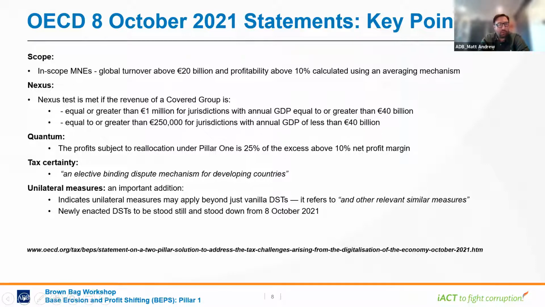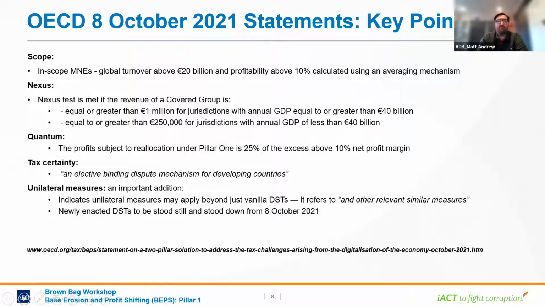Firstly, scope of Amount A. As per the October statement, scope is quantitative based and comprehensive in nature. Amount A will apply to multinationals which have euro 20 billion of revenue or greater, and a profit threshold of greater than 10% profit before tax. But there are exclusions from the scope of Amount A for financial services and extractive companies.